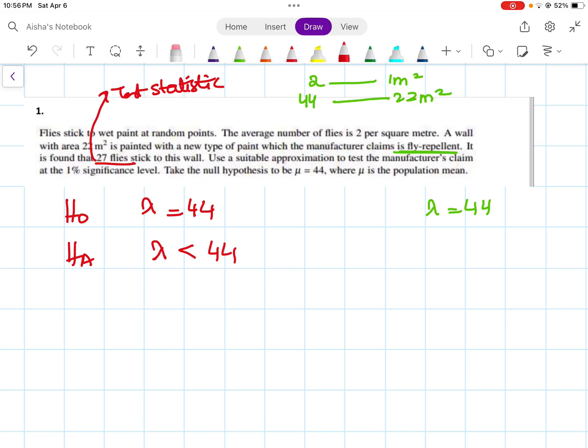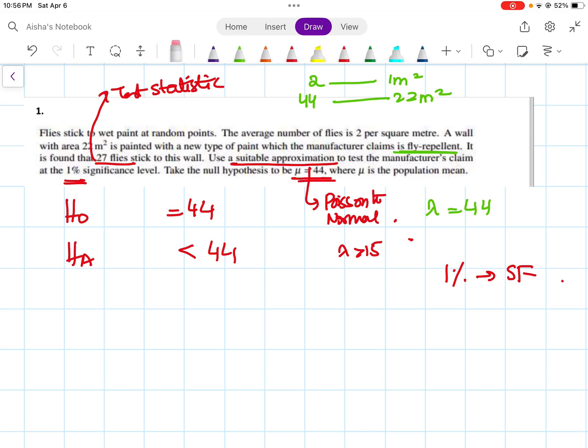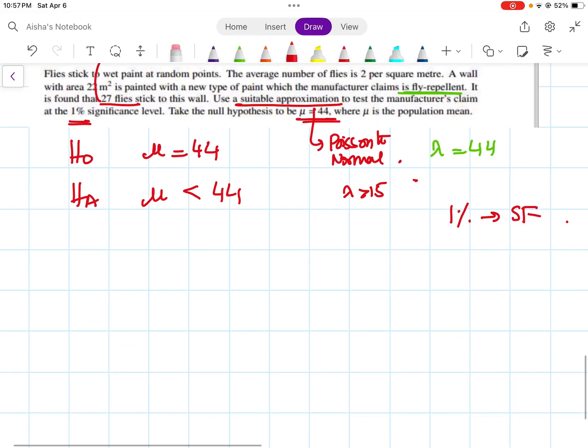Use a suitable approximation. That means we can go from Poisson to normal. Why are we going from Poisson to normal? Because the lambda value is greater than 15. To test at the 1% significance level is my decision criteria. Take the null to be 44. So my lambda has been replaced with mu. Why? Because this has gone to normal distribution.